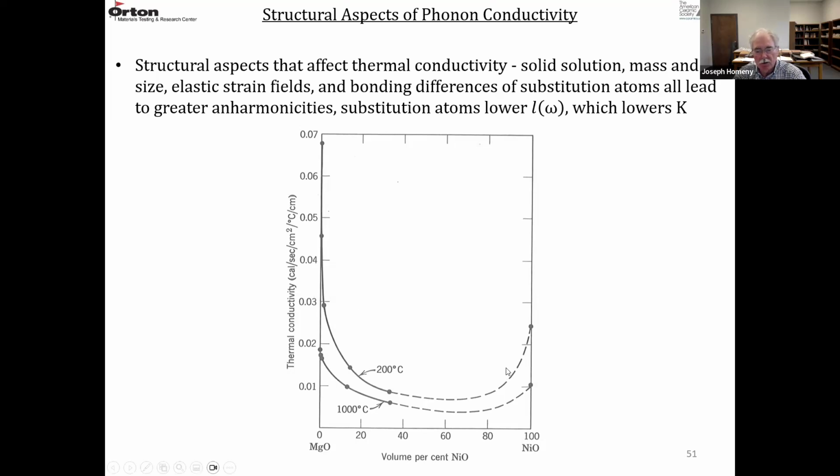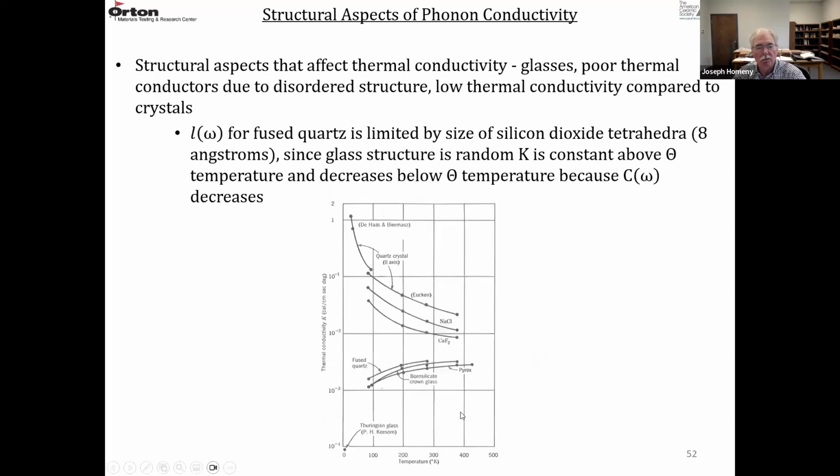So there's a curve for 200, and for 1,000. And note that the curve for 1,000 is lower because the conductivity is lower at the higher temperature. It decreases with temperature. But in the middle of this diagram is a minimum. So the solid solution is lowering the thermal conductivity. There are quite a few refractories that have solid solution. Some complete solid solutions, some partial solid solutions.